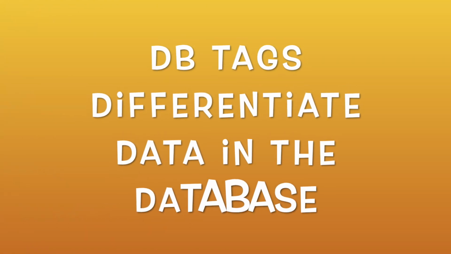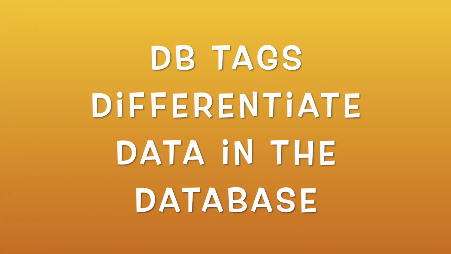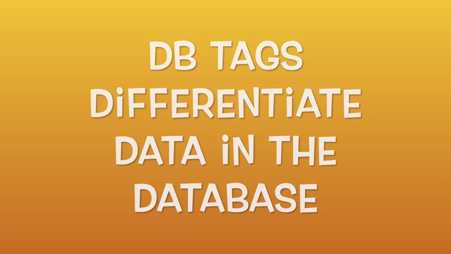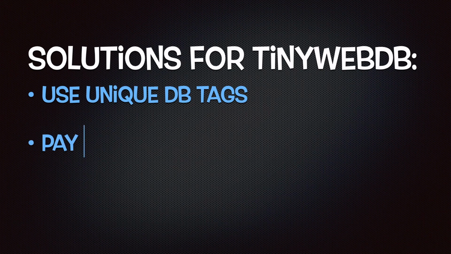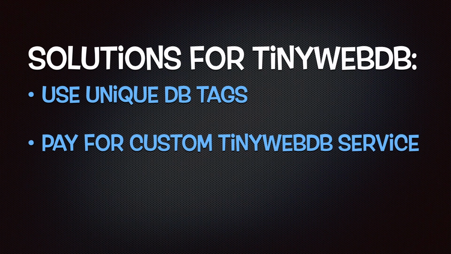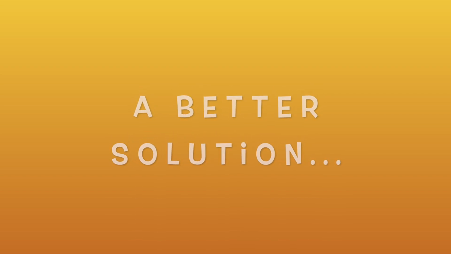We have already talked about the DB tags when I introduced databases to you while making the shopping list app. DB tags are a way of differentiating data. A solution is to give very unique names to your tags, or you can make a custom TinyWebDB service, but that is not free and you have to pay a subscription fee. Even if you go for the free version, a trial version, you have to enter your credit card details. But let's talk about a much better and more stable solution where data has no chance of being overwritten.